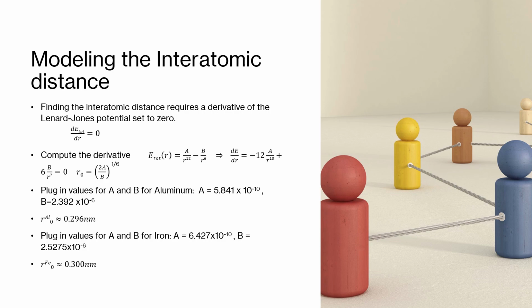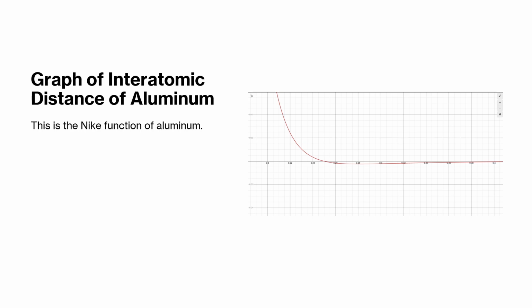And then we plug in the values for A and B for aluminum. A equals 5.841 times 10 to the negative 10, and B equals 2.392 times 10 to the negative 6, which were given to us. After plugging this into the equation, we get that the interatomic distance for aluminum is 0.296 nanometers. And if we plug in the values for A and B for iron, we get that the interatomic distance is 0.3 nanometers.